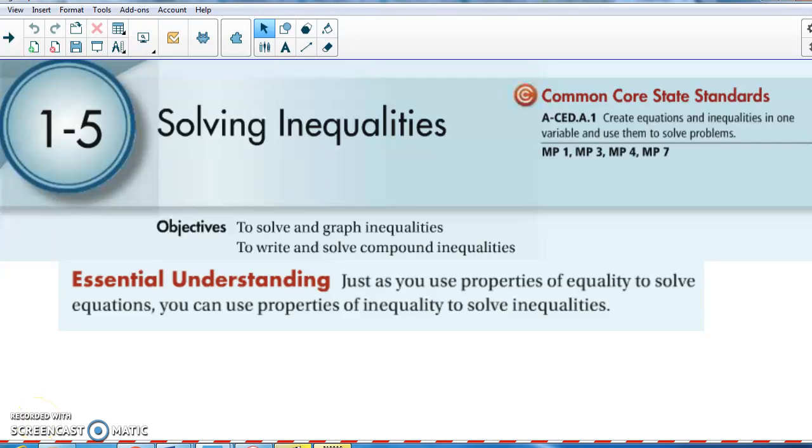Hey guys, today we're going to do 1-5 solving inequalities. Our objectives are to solve and graph inequalities and to write and solve compound inequalities. The essential understanding: just as you use properties of equality to solve equations, you can use properties of inequalities to solve inequalities.